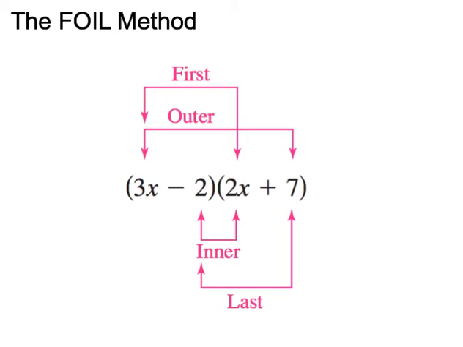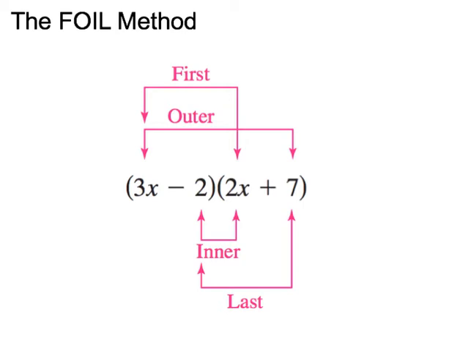So, just a review of the FOIL method of multiplication. Here we're multiplying two binomials, 3x minus 2 times 2x plus 7. The FOIL method says take the first terms, multiply them together. Then take the outer terms, multiply them together. The inner terms, and then finally the last terms, and then combine them with addition and subtraction.